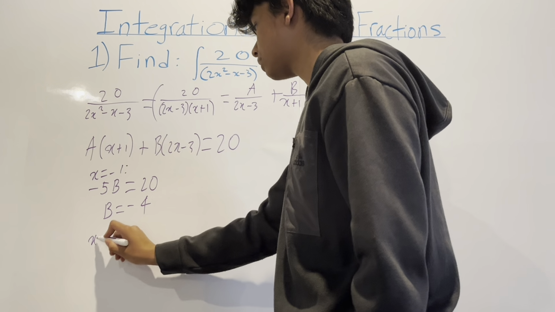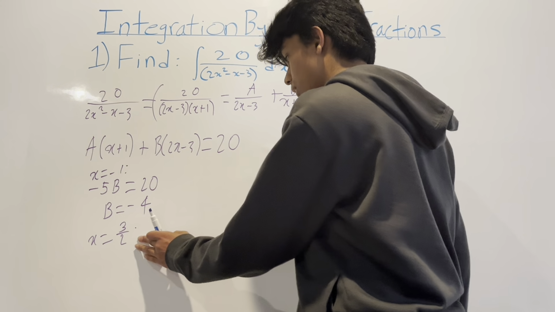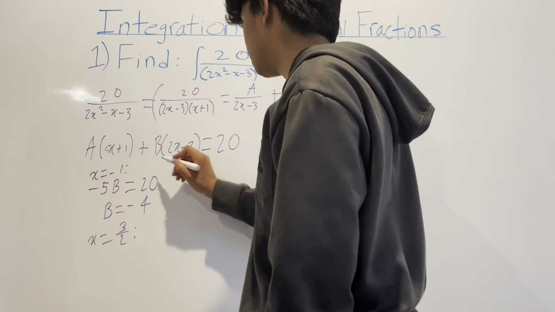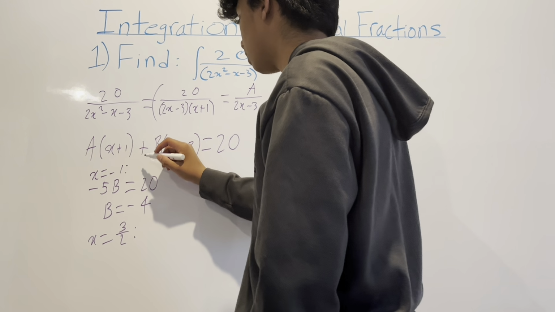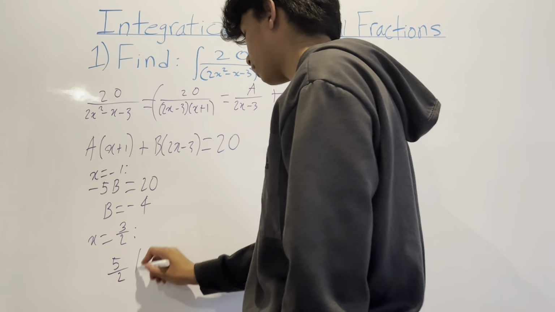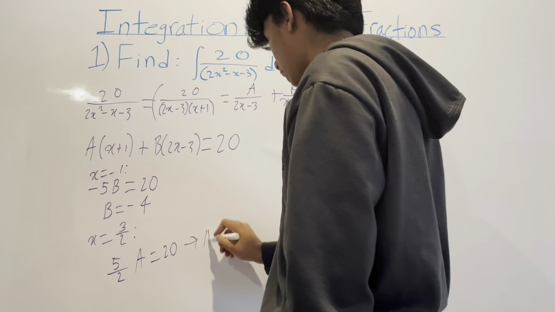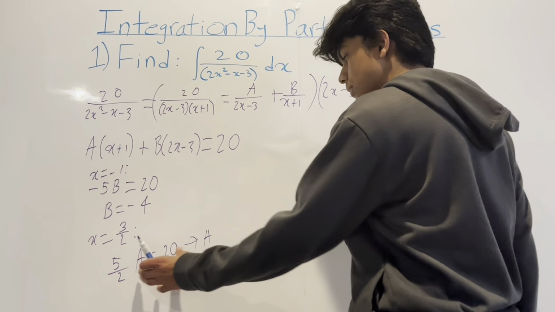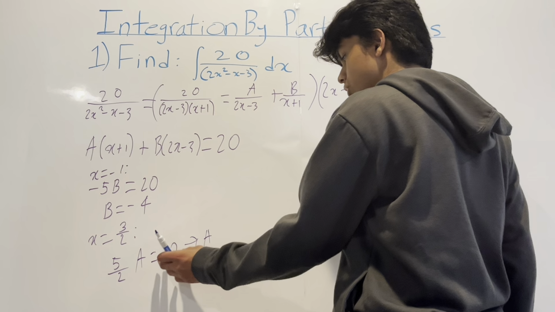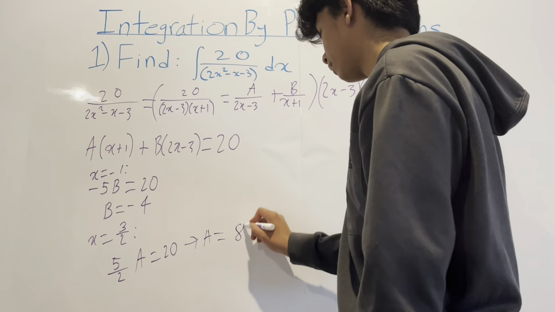Now, if we set x equal to 3 over 2, then this will get canceled off, and 3 over 2 plus 1 is 5 over 2. So 5 over 2 A equals 20. So A is equal to, it's the same thing as multiplying by 2 over 5, so 20 times 2 is 40, 40 divided by 5 is 8, so A is equal to 8.